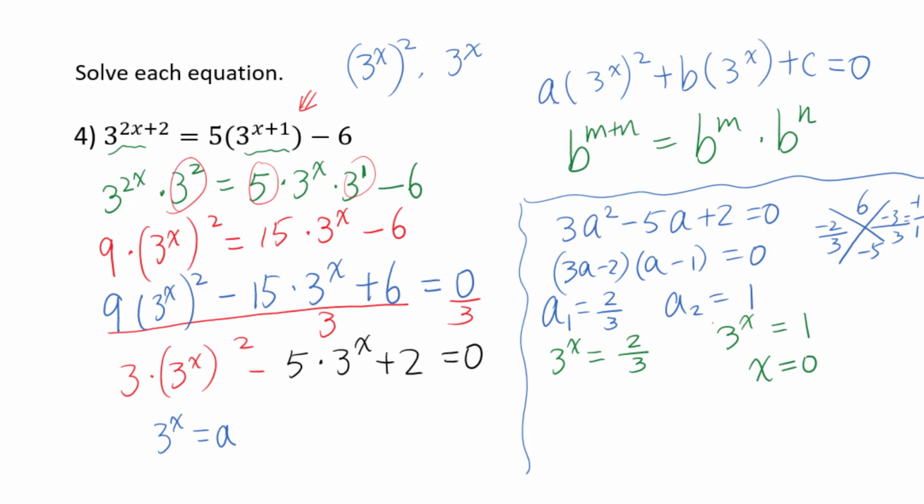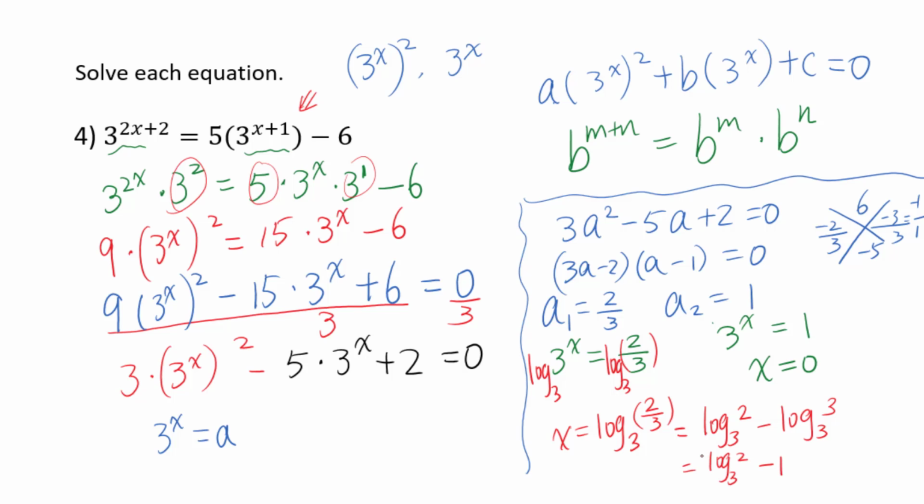So for this one, we will take log base 3 of both sides. We will get x equals log base 3 of 2 over 3. If you want to, you can expand the log: log base 3 of 2 minus log base 3 of 3, that is log base 3 of 2 minus 1. You can leave your answer as this, or you can expand the log and get the answer like this. If no special solution form is required, both will be correct.